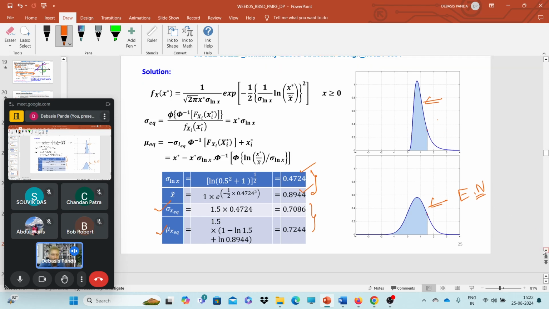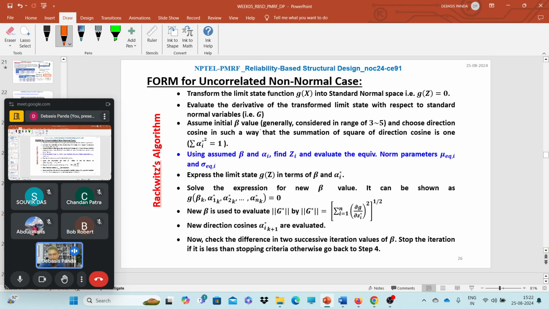how does the Rackwitz algorithm go in this case? So first, all of the steps will be the same. We need to transform the gx into z space, we need to find out the derivatives with respect to z1, z2, z3, start with an initial guess, and now here we need to find out the equivalent normal parameters, like equivalent mean, equivalent sigma. If two parameters are there, we find two, if one parameter is there, then we find one, and then the rest of the algorithm goes the same.